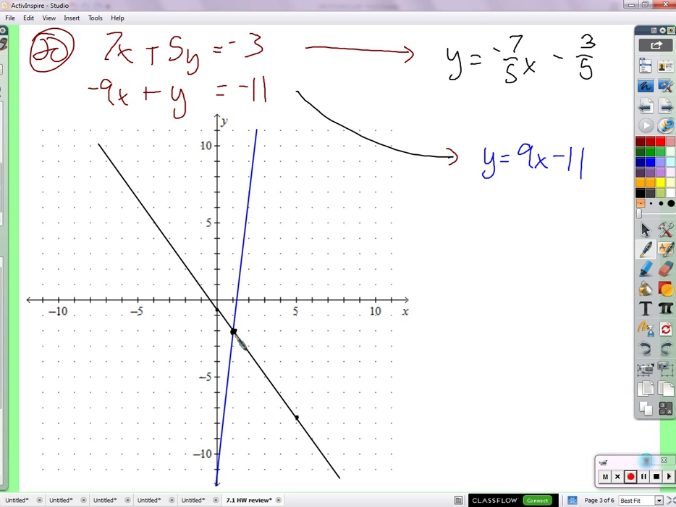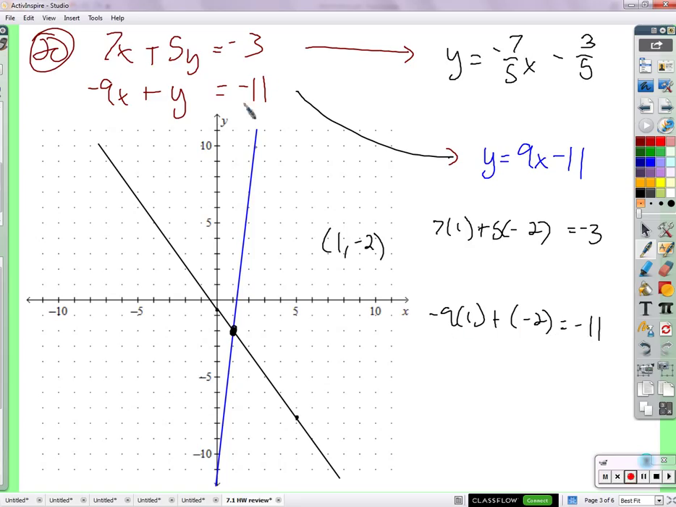Where does it look like that point is? 1, -2. It's like 1, -2. Now we need to be sure that that's right. And we can be sure by doing what? Plug it in. So 7 times 1, quickly, plus 5 times -2. That's 7 minus 10. 7 minus 10 is -3, just like it should be. -9 times 1 plus y is -2. -9 minus 2 is -11, which is what it's supposed to be.